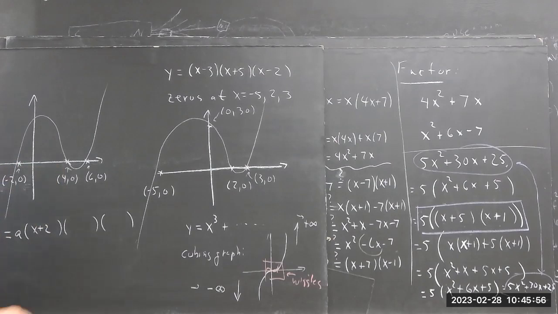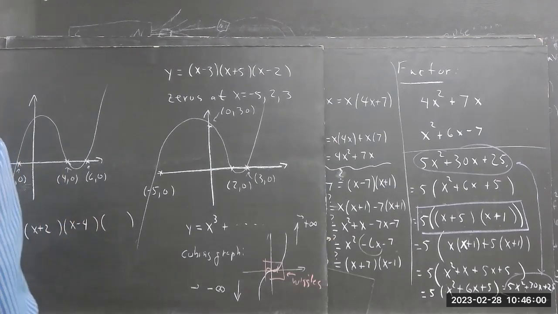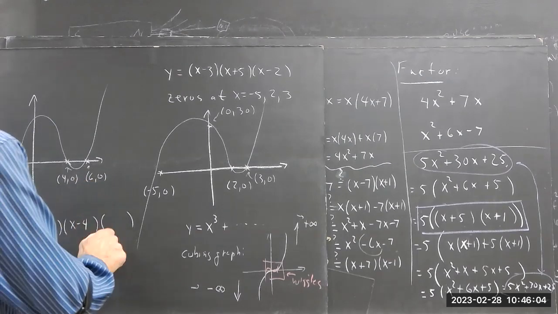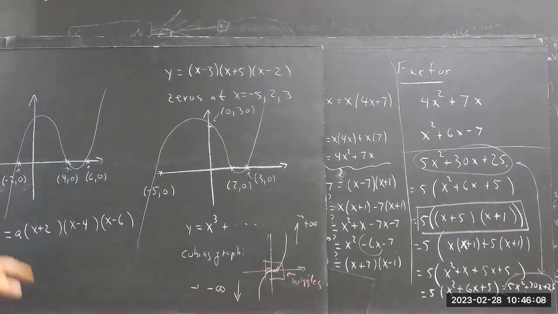What about this one? That's going to give me an x minus 4. What about this one? That's going to give me an x minus 6. So right there is a function. I don't know what a is. But right there, I've got my 3 zeros.